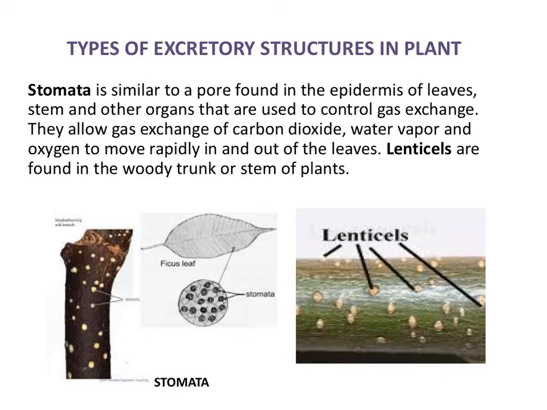Lenticels are found in the woody trunk or stem of plants. So, stomata are openings or pores in the epidermis of leaves, that is to say that they are found in leaves, while lenticels are pore spaces found on the stem of plants, and they allow for exchange of carbon dioxide, water vapor, and oxygen. In this image, we see the lenticels on this stem. This is also lenticels, and on the leaves are the stomata.